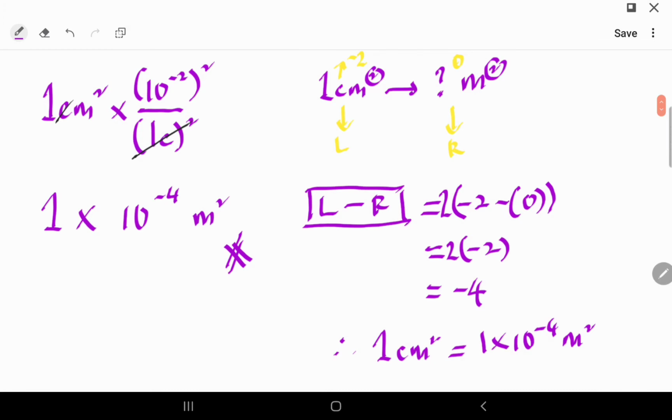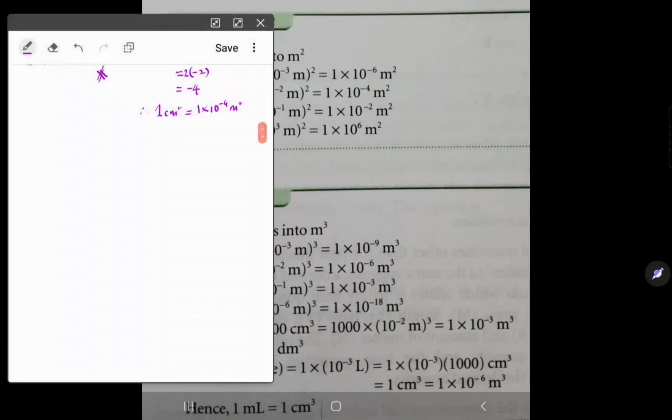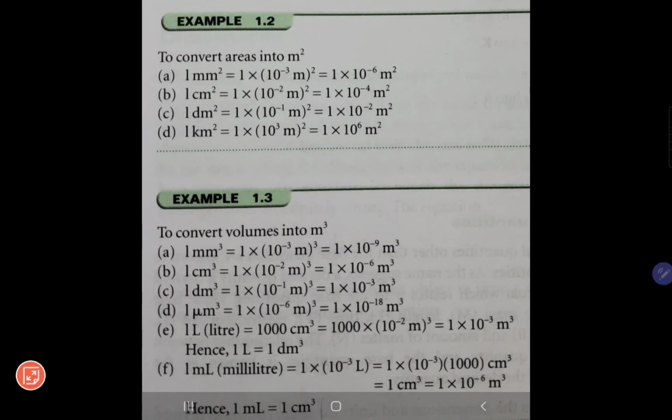Okay, let's turn to the next example. I think we just refer to the one with cube. How is it? From 1 millimeter cube to be in meter cube. The answer suggested now is 10 to the power of negative 9. So is it correct or not? Let's test this. 1 millimeter cube to be in meter cube.